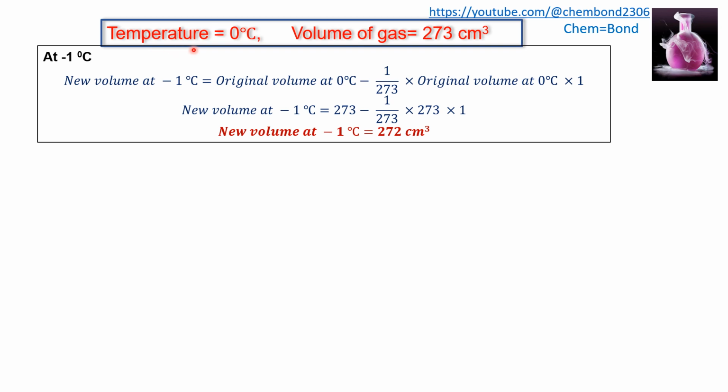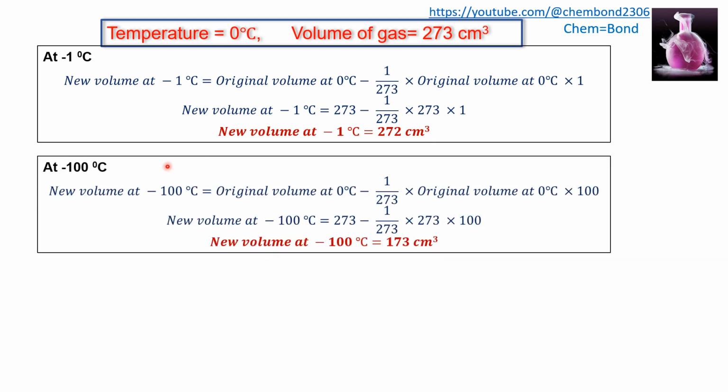Now we will decrease the temperature. Suppose the calculations start at 0 degree C. At this temperature, the volume is 273 cm cube. Now below 0 degree C, that is minus 1 degree C, the new volume at minus 1 degree C is equal to the original volume at 0 degree C minus 1 by 273 of the original volume at 0 degree C multiplied by 1. Solving it, we will get 272 cm cube.